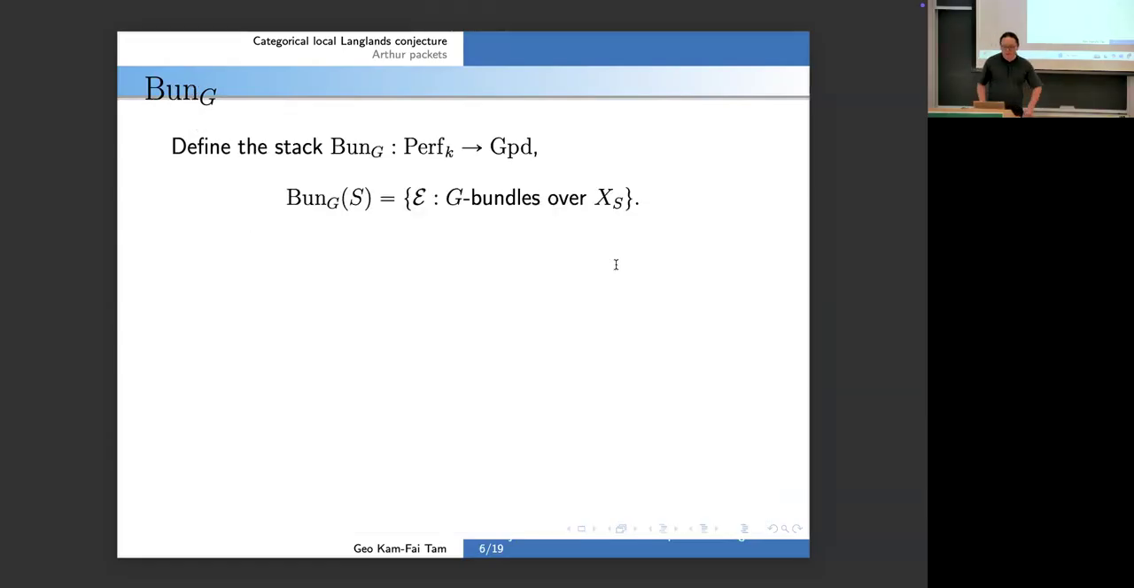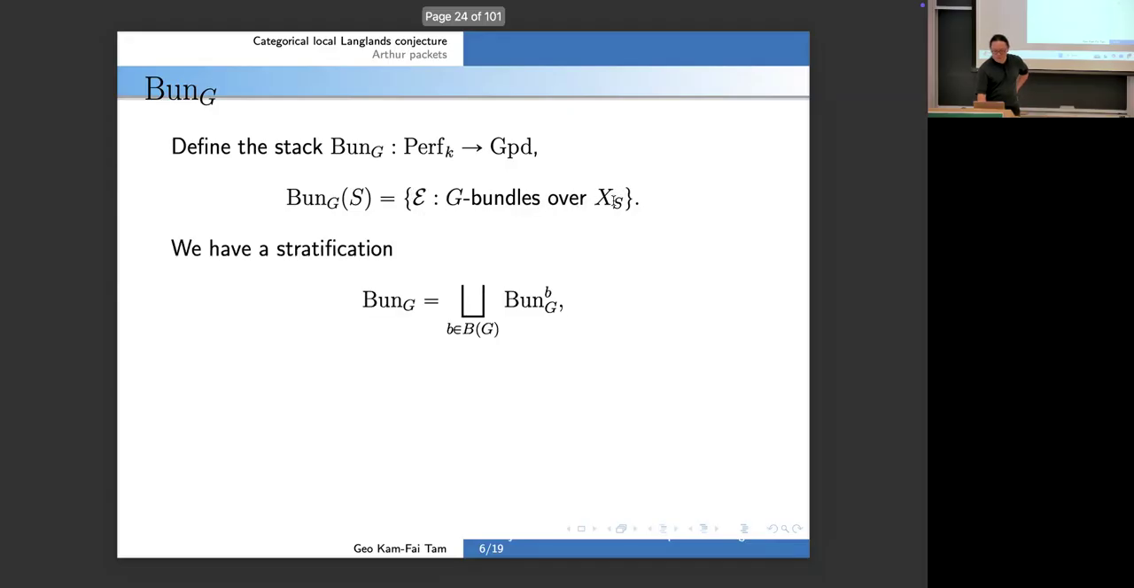So Bun G is the stack of groupoids over the perfectoid space over K. If you put in a perfectoid space, then you get the set of G bundles over the Fargues-Scholze curve. There is a stratification of Bun G, and all these strata are parameterized by this B(G), the so-called Kottwitz set of isocrystals.